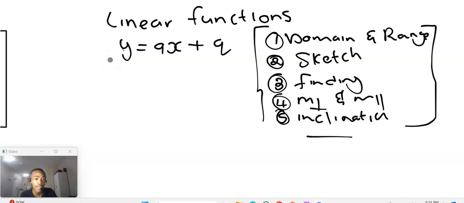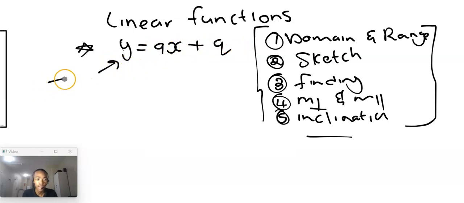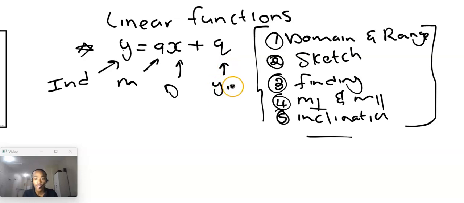So in today's channel we'll be looking at the linear functions, right? So the standard equation of the linear function is given as y is equal to ax plus q, where y of course is an independent variable, right? A is the gradient of the function, x is a dependent, and then q is the y-intercept, right?